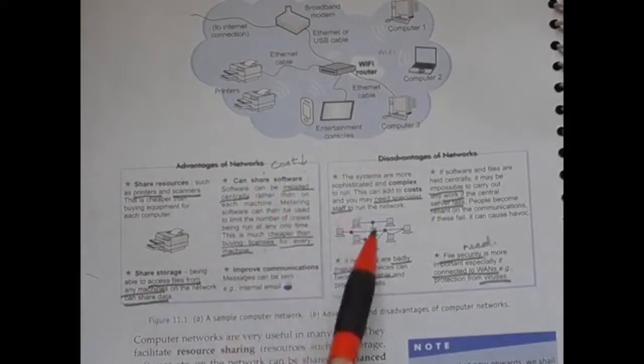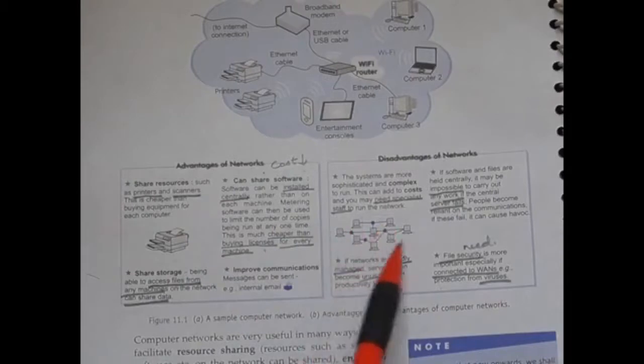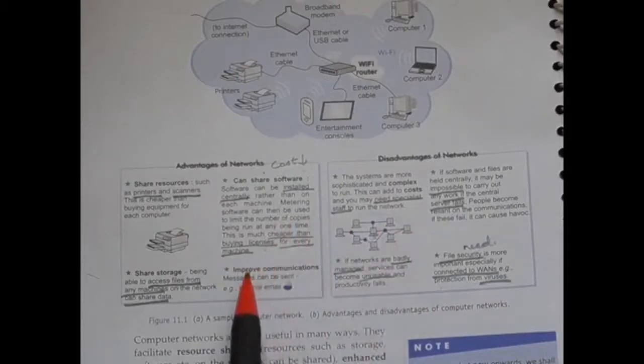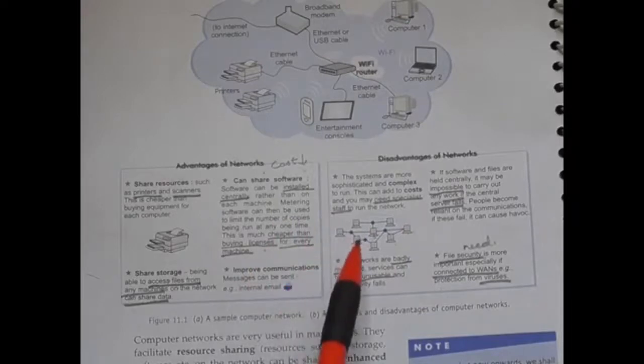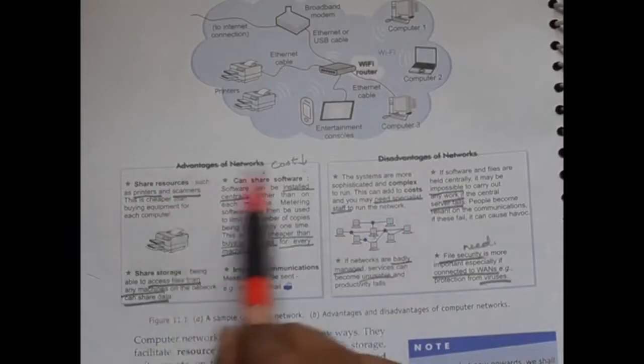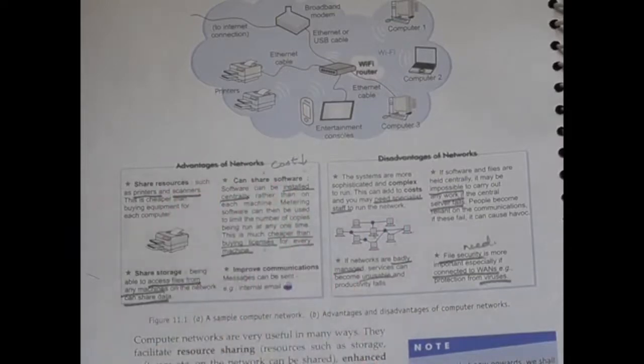That means for one computer alone we can get the license. For other computers there is no need to get the license. And we can improve the communication in the network. That means one computer can easily communicate with another computer. So these are all the advantages of networks. So hope you understand. See you next class.